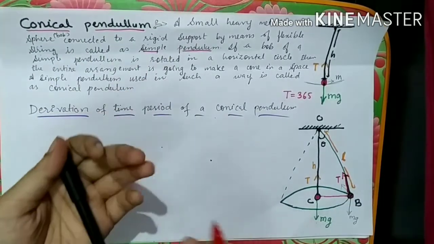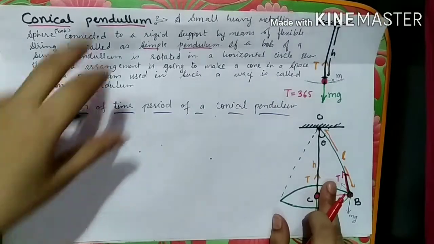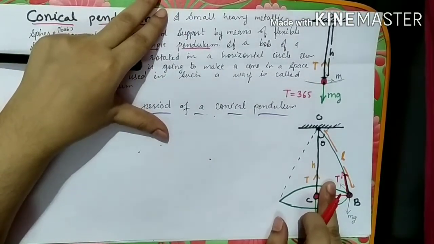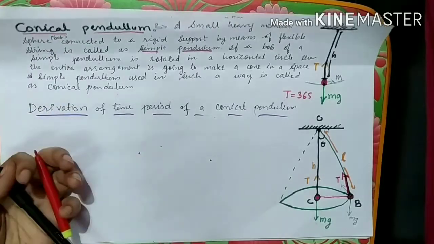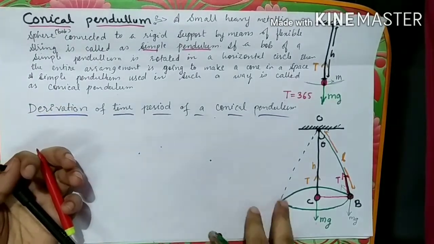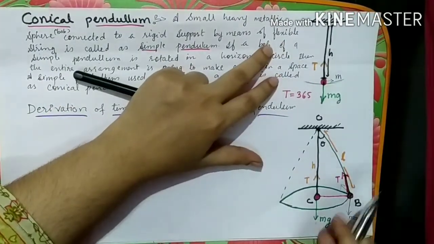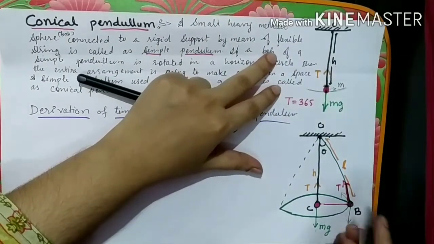So here our tension T is slightly displaced. What was the original position of the tension T? Let us draw the original position. Yes, it is vertically upward.